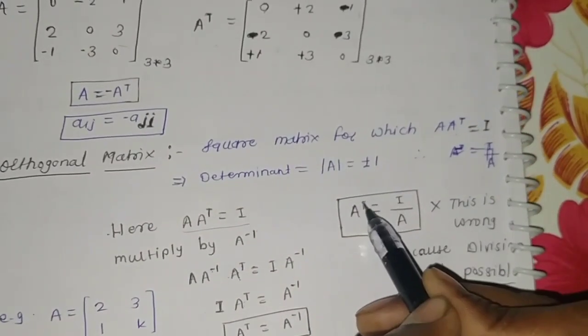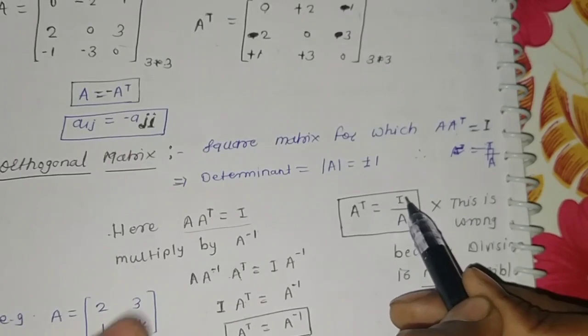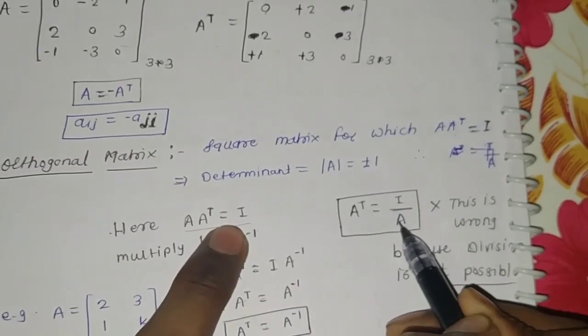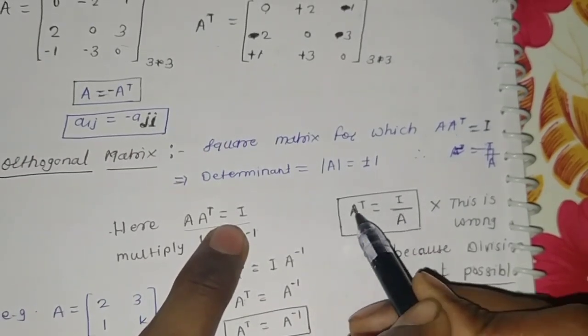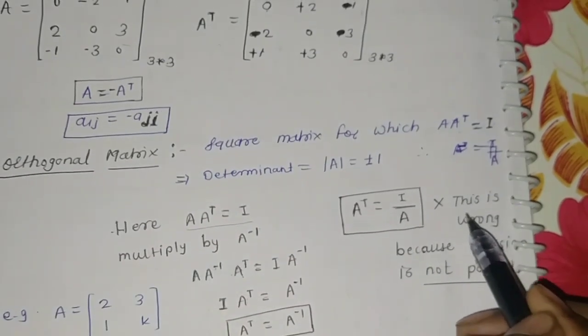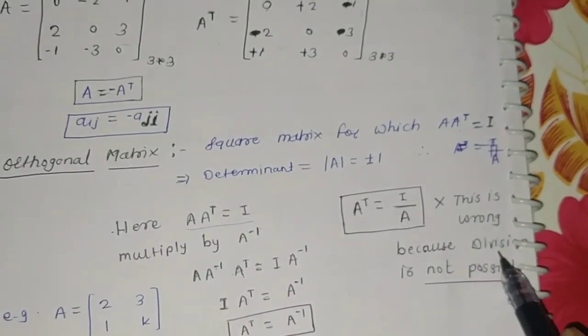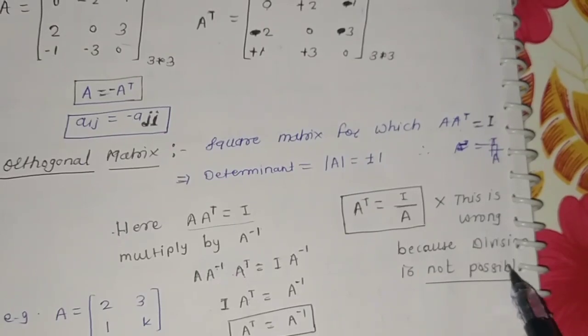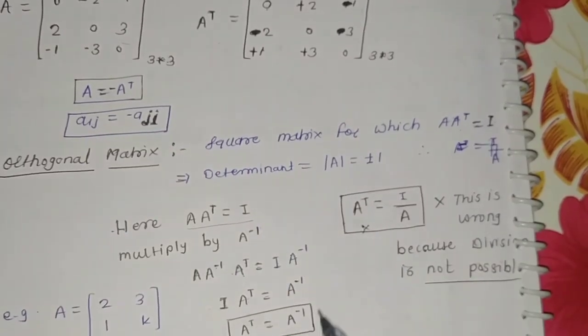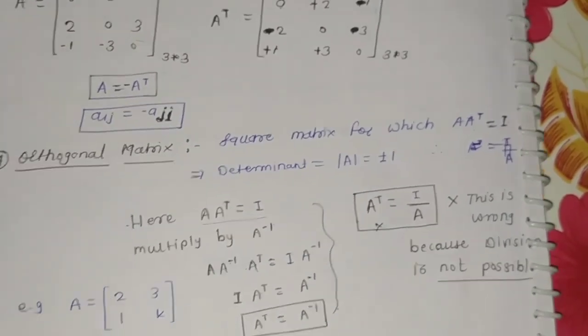It is not like that A transpose is equal to I by A. It is not like that, because this is wrong, because division is not possible in matrices. Okay, so this is wrong, this is right.